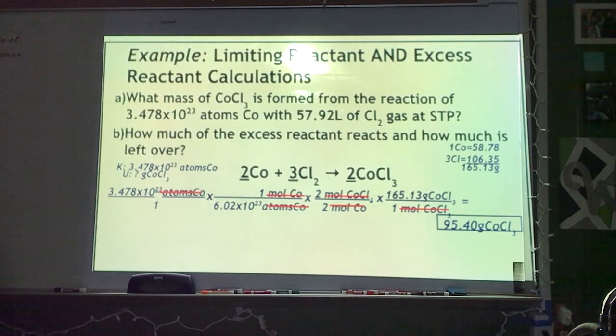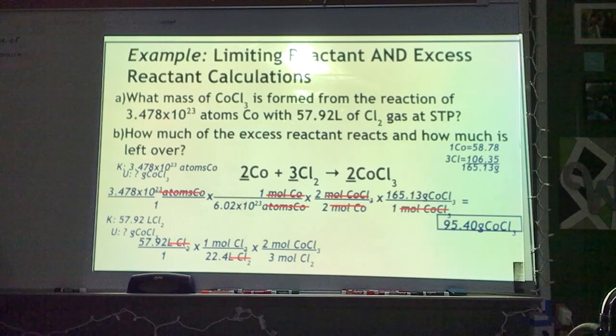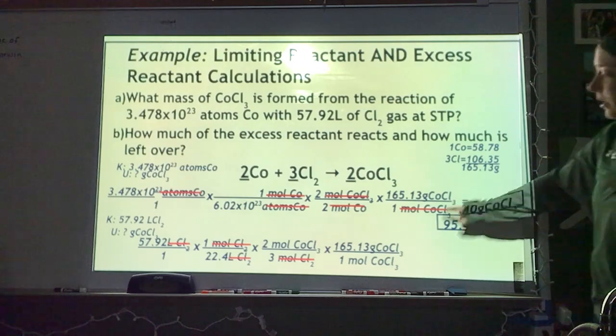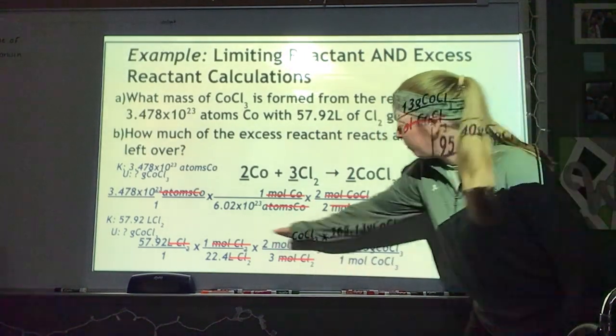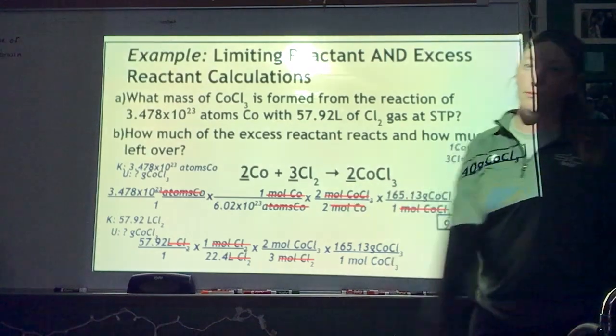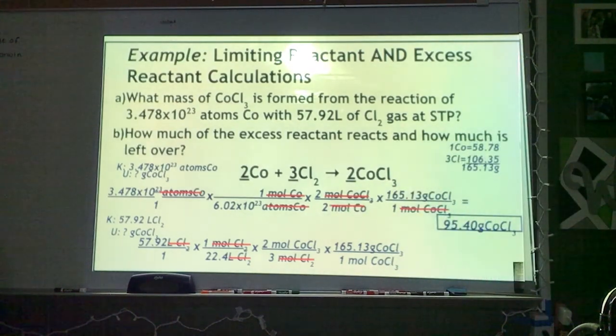Okay, we gotta do our other known. So we have 57.92 liters of chlorine, and we have our grams of cobalt chloride. Again, same unknown for both problems. So we start with what we know, 57.92 liters of chlorine gas. We then are going to put our 22.4 liters at the bottom over 1 mole. Switch from moles of known to moles of unknown. So I'm going to have 3 moles of chlorine on the bottom with 2 moles of cobalt chloride. And then plug in my molar mass, which I already found before. Again, this section here will be the same on both problems. So don't do extra work you don't have to.